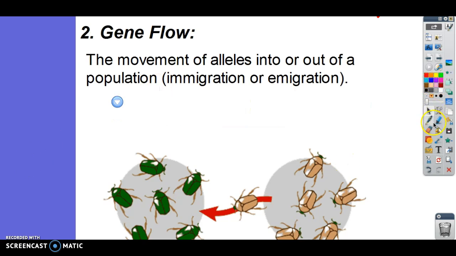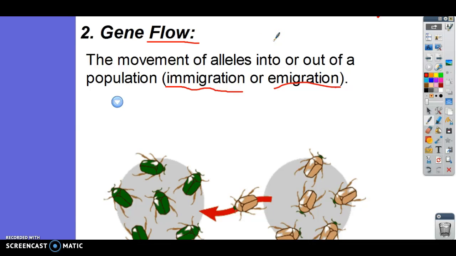Gene flow. If something is flowing, it is moving. So gene flow is when genes move. The movement of alleles or genes into or out of a population. So immigration and emigration, they're very similar words. One just means going into a country, one means leaving a country. Either way, people are going in and out of countries. That's typically how we use it in today's language. But when we talk about immigration and populations, we just mean moving from one group to another.